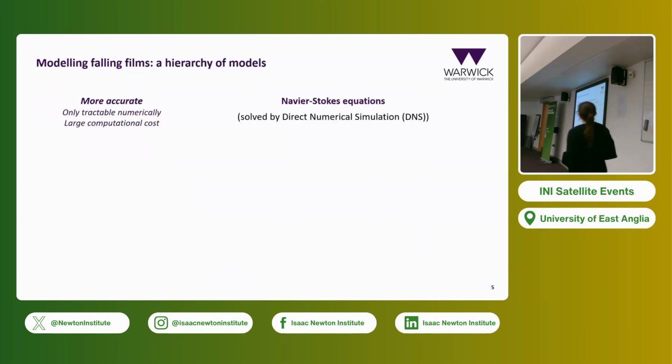So how will we do this? Last week I went through the hierarchy of models in more detail. Here I'm just going to list the models and what they mean. As I said, the full system is the Navier-Stokes equations. You have a fluid and you have air, and it's coupled by interfacial boundary conditions. Again, this is only tractable numerically and has a very large computational cost. So if you want to do any type of optimization here, you shouldn't.